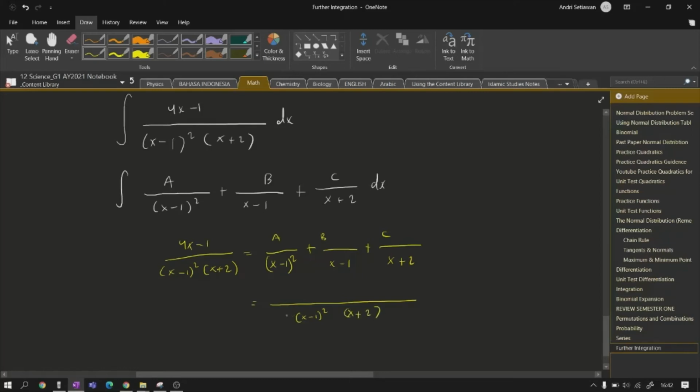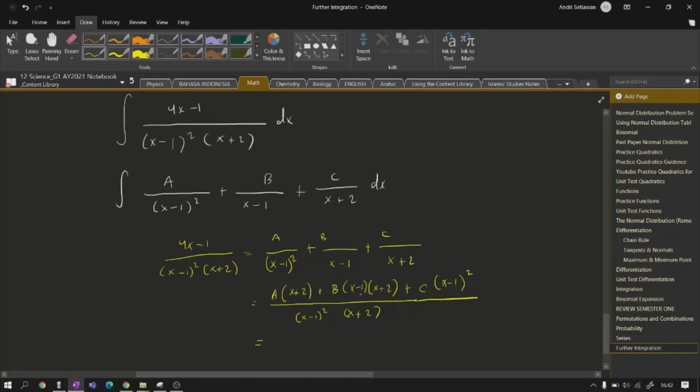Okay, this term divided by (x − 1)² is (x + 2), so we get A in the bracket (x + 2). Plus B, this term divided by (x − 1): (x − 1)² divided by (x − 1) gives (x − 1), times (x + 2). And the last part is (x − 1)²(x + 2) divided by (x + 2), so we get C times (x − 1)².